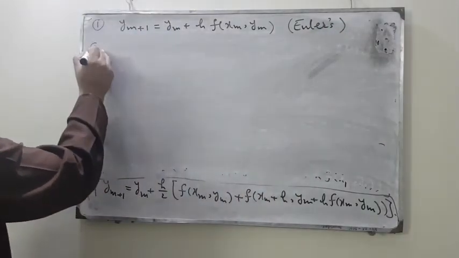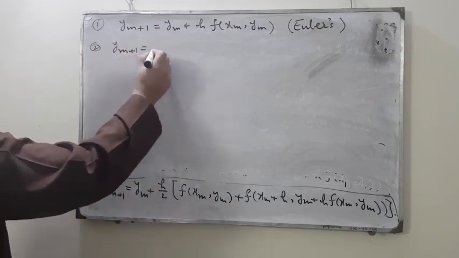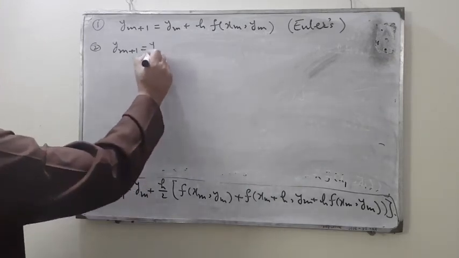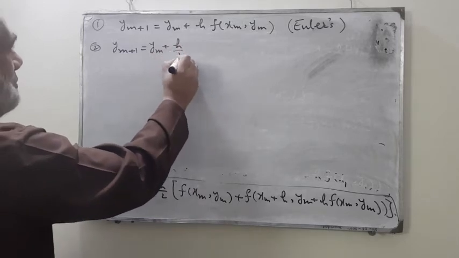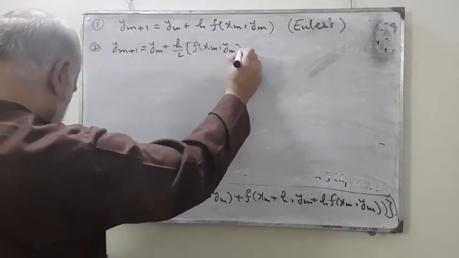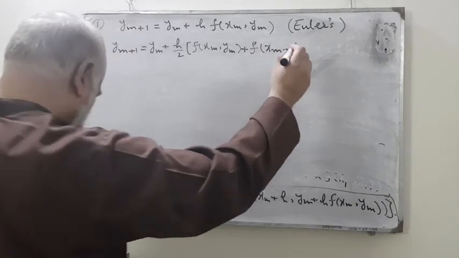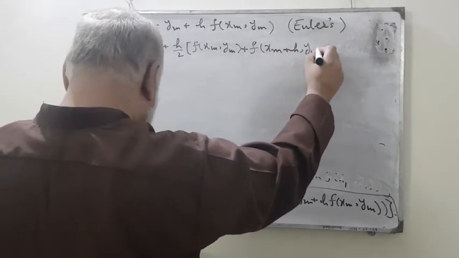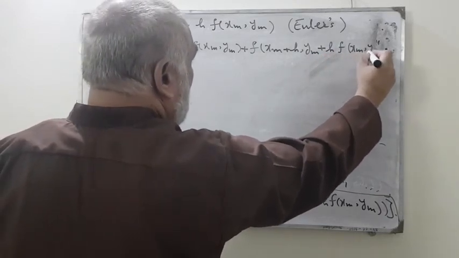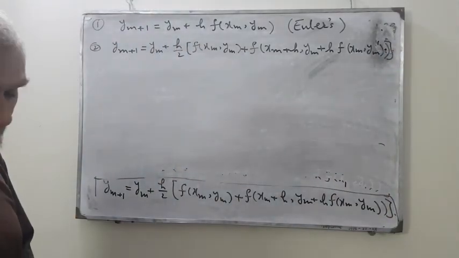And the second formula we obtained, this is still on the board, you can see. This takes the form y(m+1) is equal to ym plus h by 2 f of xm ym plus f of xm plus h, ym plus h f of xm and ym. So this is your second formula.